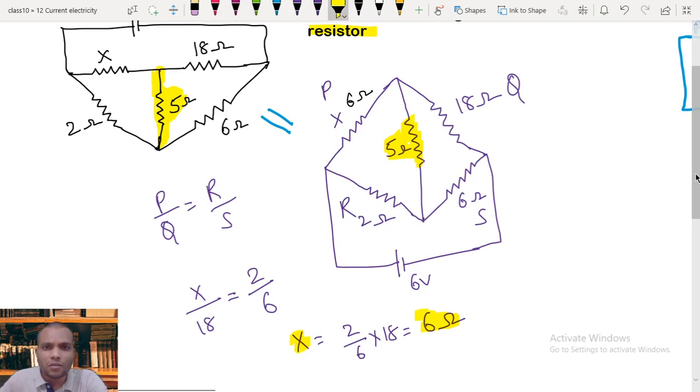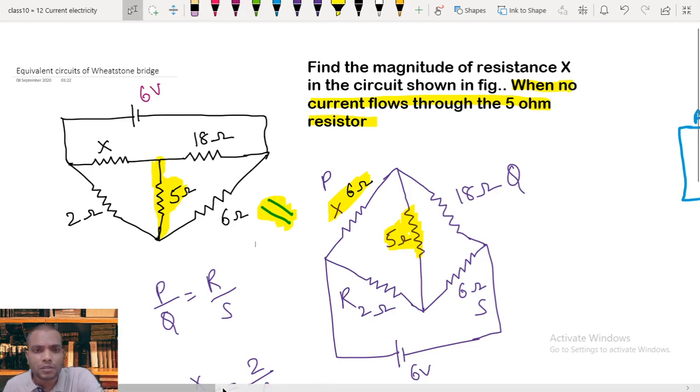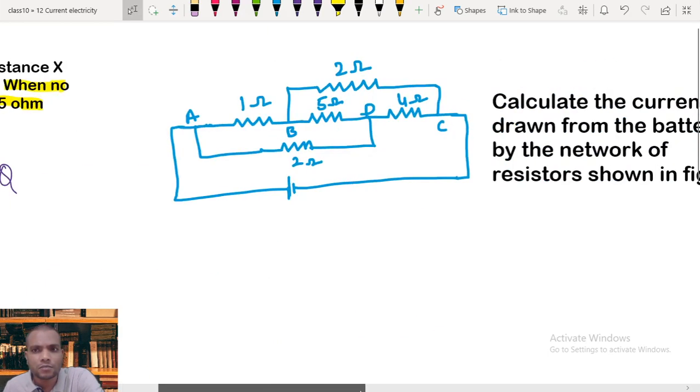It was very simple, unless we do not recognize that the given network is the equivalent circuit of Wheatstone's bridge. Once you recognize that the given network is equivalent to Wheatstone's bridge, we can easily apply the Wheatstone's bridge principle. Let's see one more problem with the same equivalent circuit.